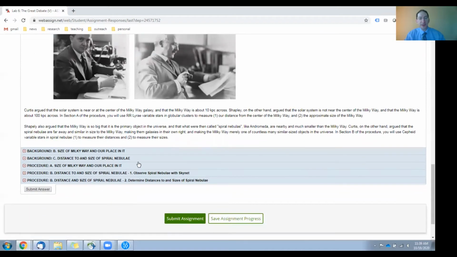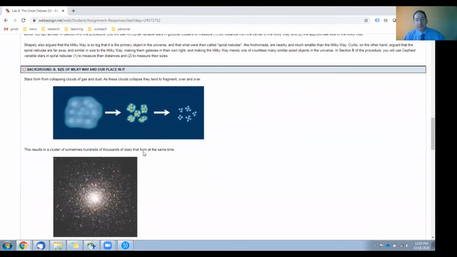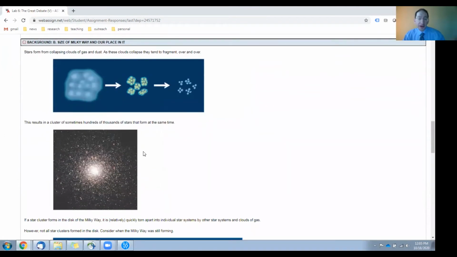Okay. In the next two background sections, we'll delve into the two parts of the Great Debate in greater detail, beginning with background section B, in which we'll learn how to use RR Lyrae stars in globular clusters to measure the size of our Milky Way galaxy and our place in it. But to do this, we need to better understand what these globular clusters are and how they formed. What they are: giant clusters of stars, sometimes hundreds of thousands of stars.